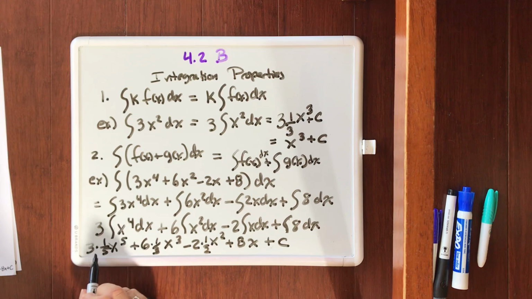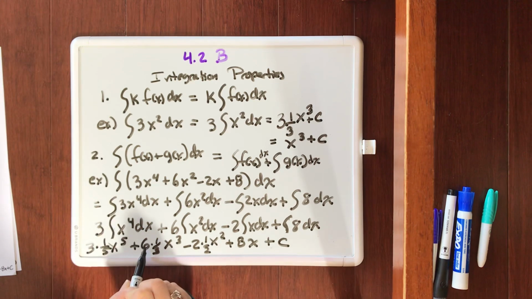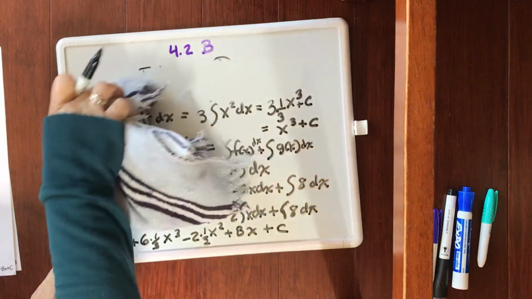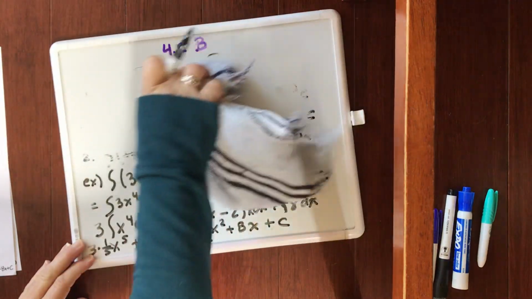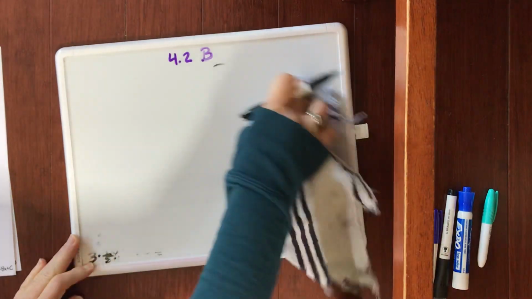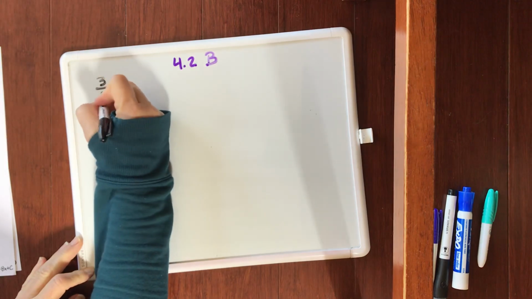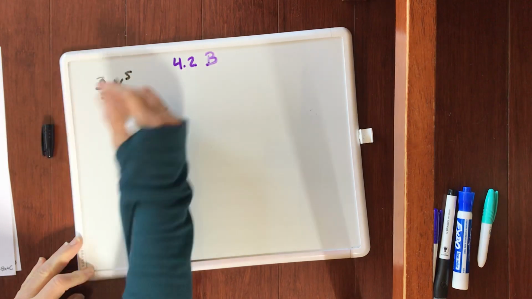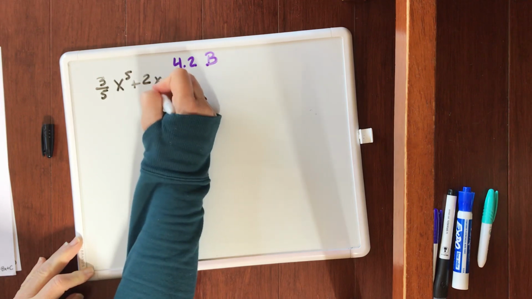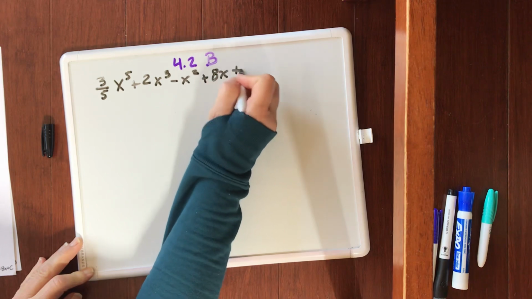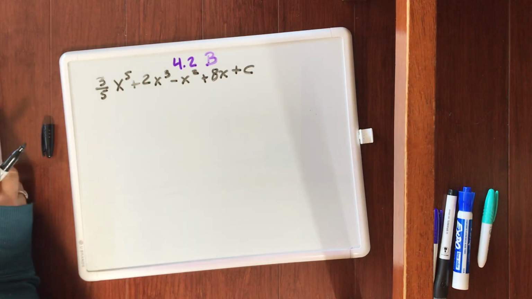Okay, from here, we're just going to put the 3 over the 5. 6 divided by 3 is 2. This turns out to -1, and so forth. Okay, so to conclude on that problem, we'd have 3/5 x to the 5th plus 2x cubed minus x squared plus 8x plus c. Okay, let's keep going.